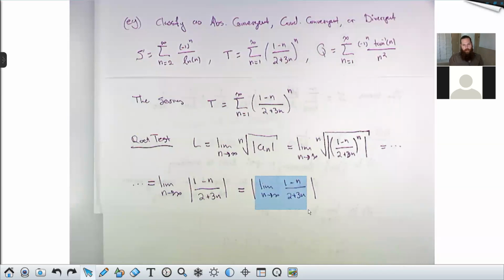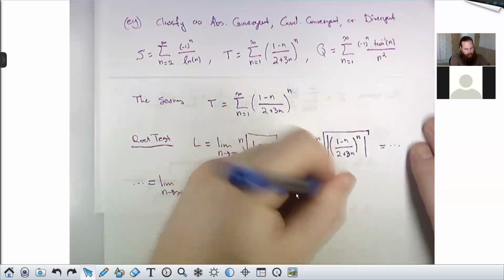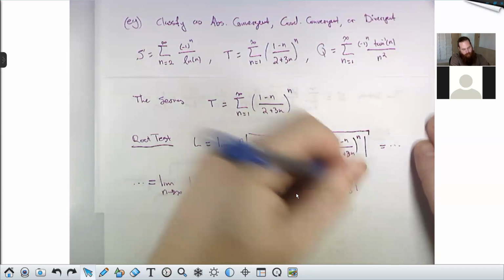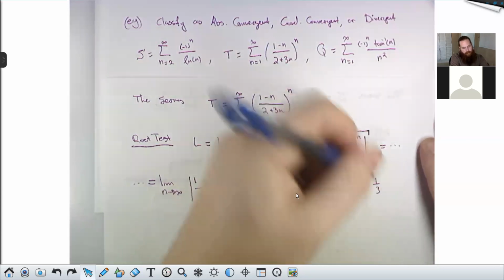What is the limit inside here? What does this piece go to as n goes to infinity? Renormalization will work, but you shouldn't need it at this point. We should be getting good. Fastest growing term upstairs is the negative n. Fastest growing term downstairs is the 3n. So if you were to renormalize, this would be 1 over n minus 1 divided by 2 over n plus 3. So this limit inside the absolute value is negative 1/3. The absolute value of negative 1/3 is positive 1/3.